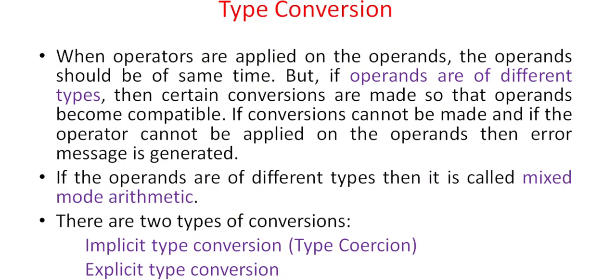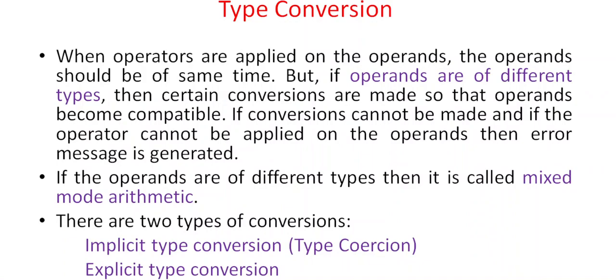So when operators are applied to operands, the operands should be of the same type. But what happens if the operands are of different types? Say 3 plus 5. The operands 3 and 5 are integers. Now 3 plus 4.5: one is an integer, one is a floating point, a real value. What to do? Whether to convert 4.5 to 4 or 5 and then add it to 3, or 3 plus 4.5 and get 7.5? Whether the result is 7.5 or not.